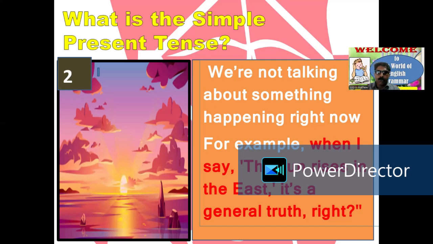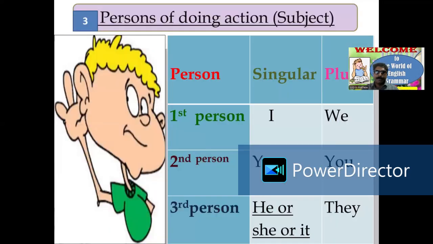Now we move to the next slide, persons of doing action. In English, the subject or person doing the action can be different. We usually call the subject the person of doing action. For example, I teach English. Here, the person of doing action or subject is I. Let's look at them together.